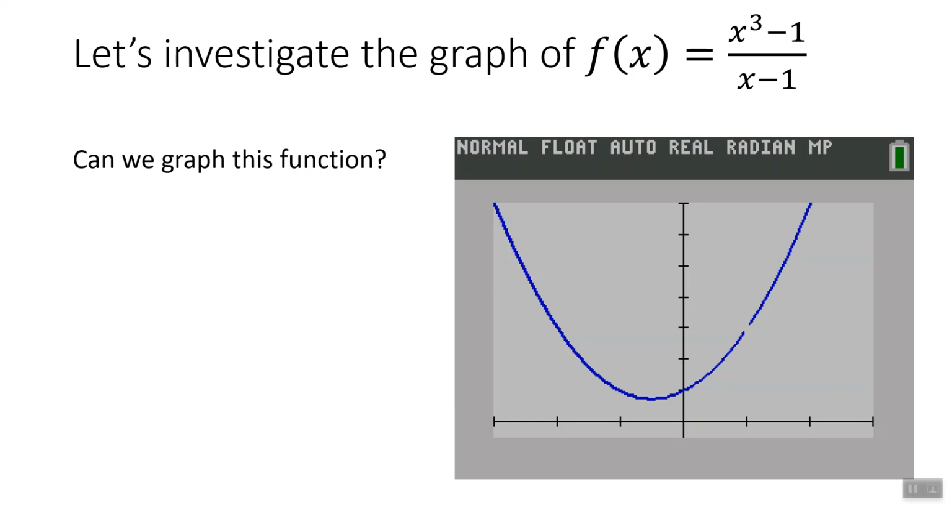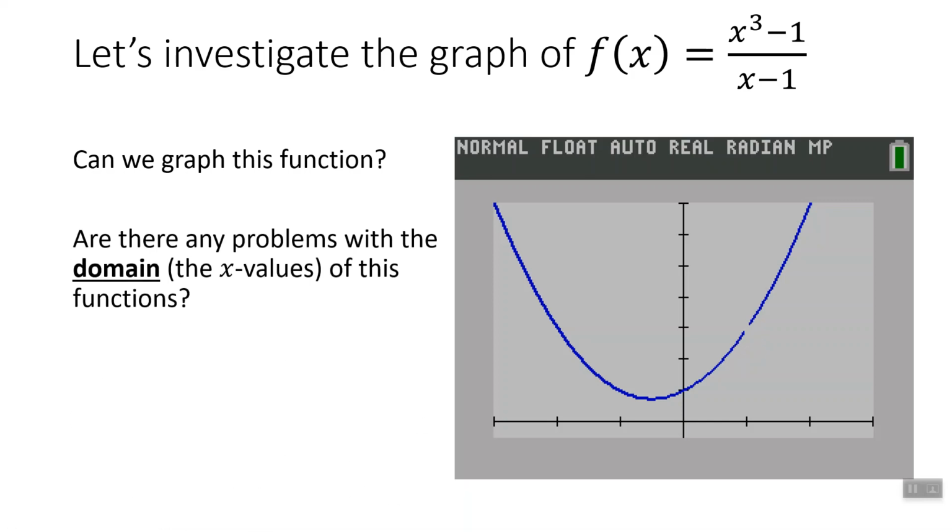Now I've changed my window a little bit. Looks like I'm going from -3 to 3 and going up 1, 2, 3, 4, 5, 6, 7. So maybe from like a half to 7 or something like that. But there's our graph. It looks pretty close to a parabola. And there's something weird happening right there. So then my question to you is, what's the domain of this function?